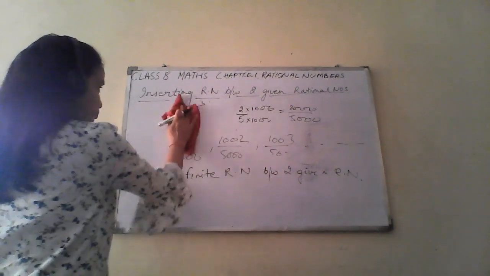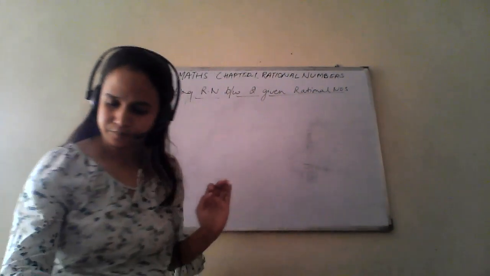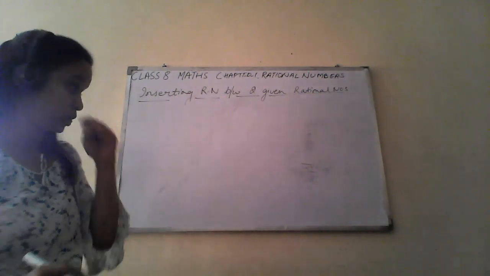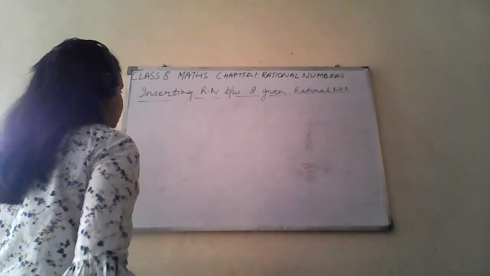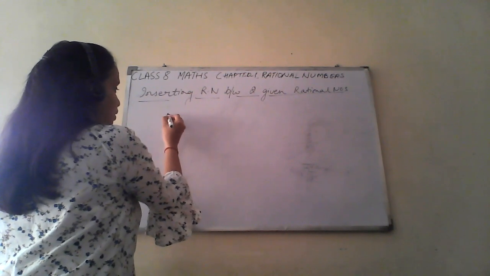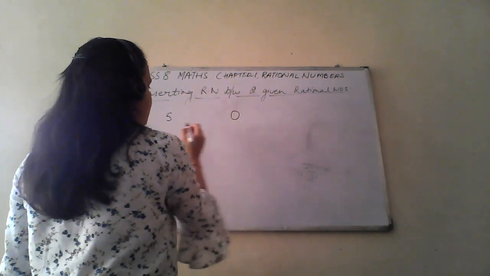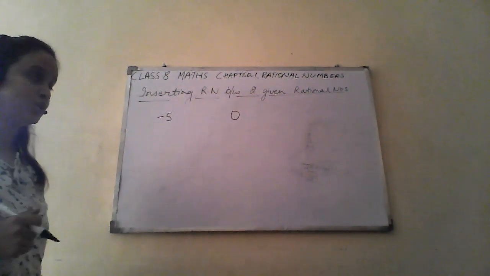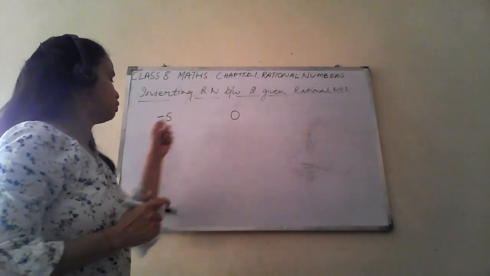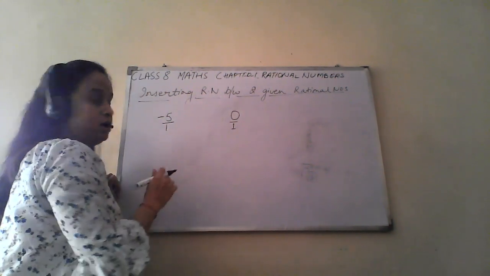So we'll take a few examples so that it will become clear to you. Say you have to find rational numbers between minus 5 and 0. First what we have to do, this minus 5 is nothing but minus 5 by 1. This 0 is nothing but 0 by 1.